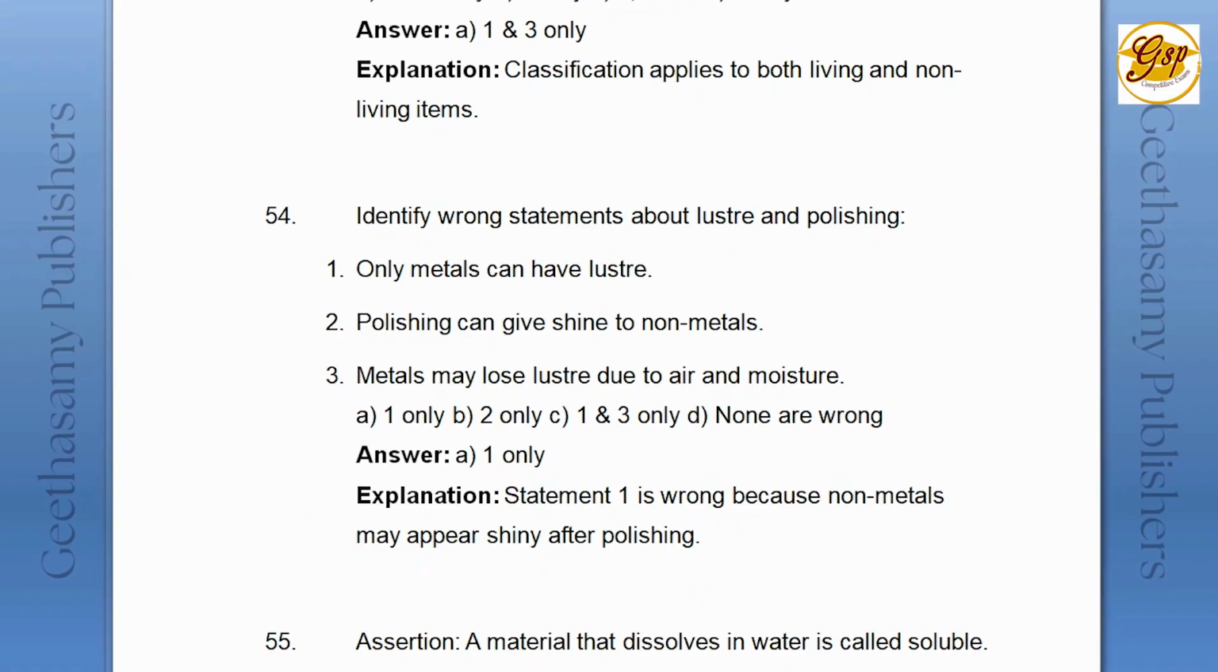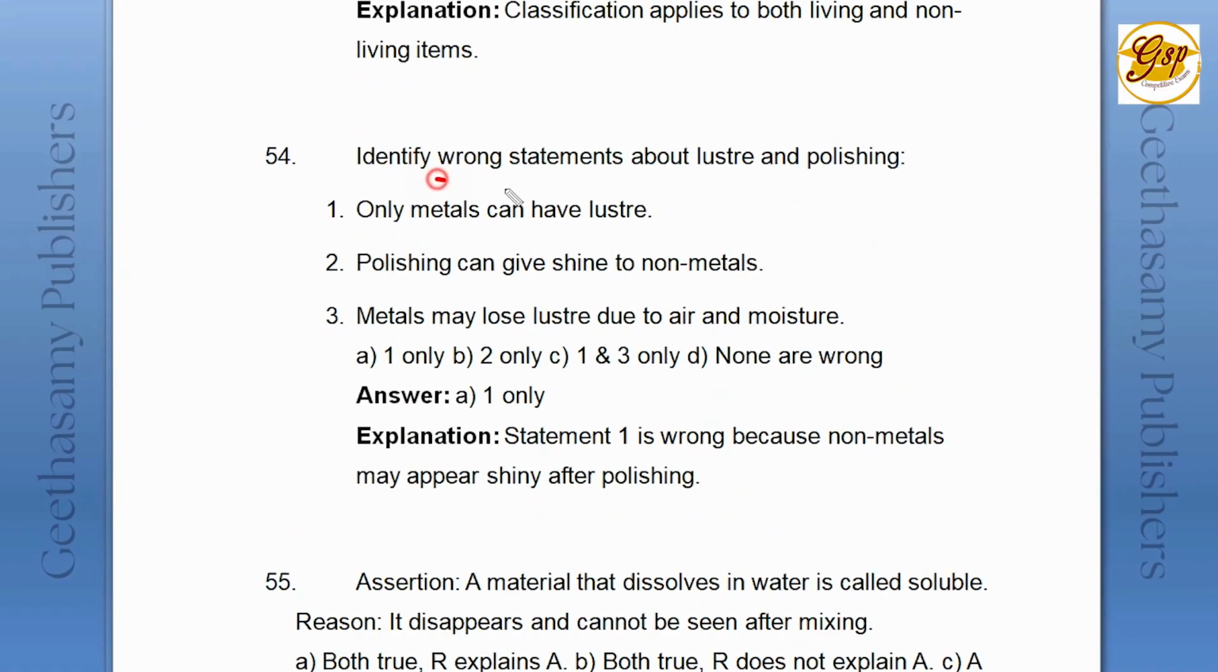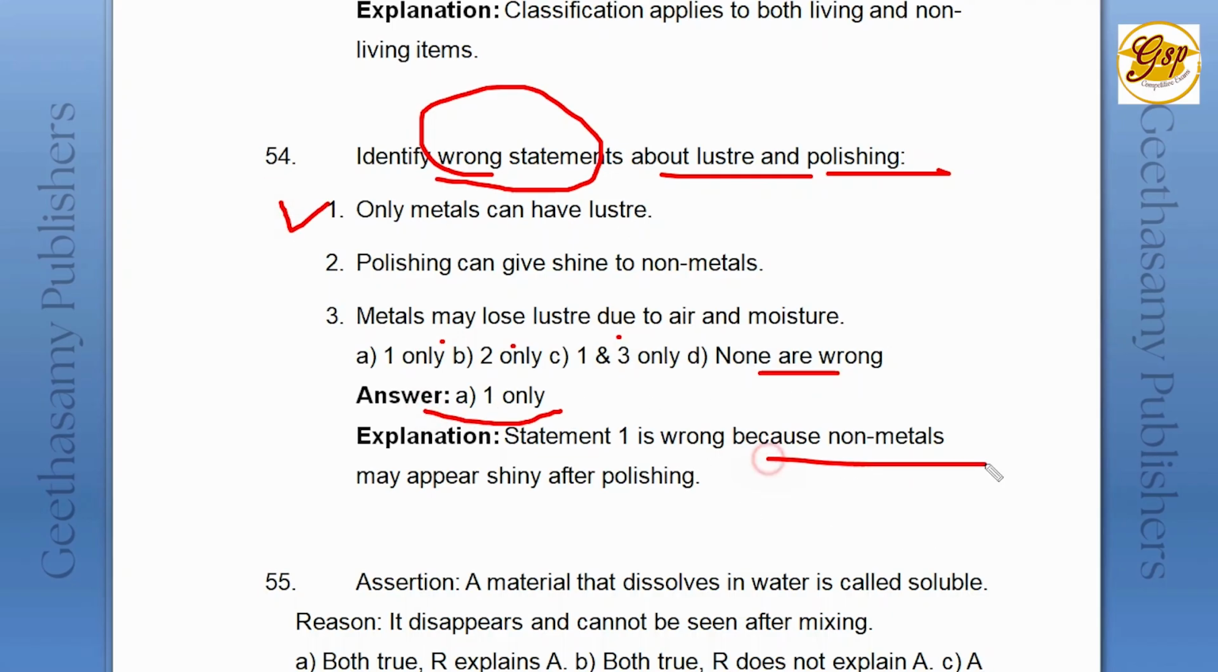54th question. Identify the wrong statement. On luster and polishing: only metals can have luster. Polishing can give shine, and metals may lose luster due to air and moisture. Right? So the correct answer is 1. Statement 1 is the wrong statement, because non-metals may appear shiny after polishing. Fine.